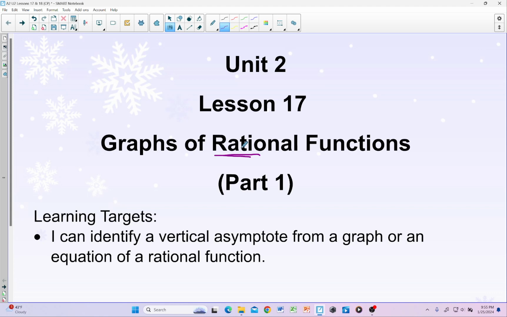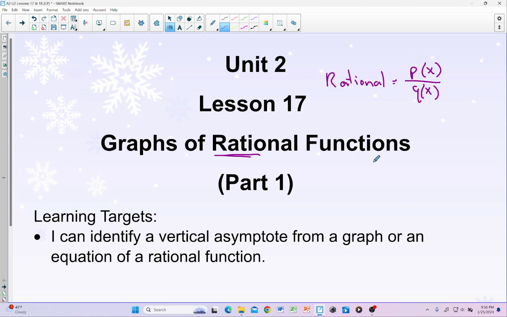So a rational function looks a little bit like this. Rational function equals, we like to abbreviate it like this, p of x divided by q of x. And so what those are referred to are polynomials. And so it's one polynomial divided by another polynomial.